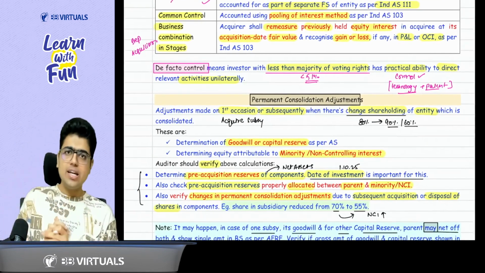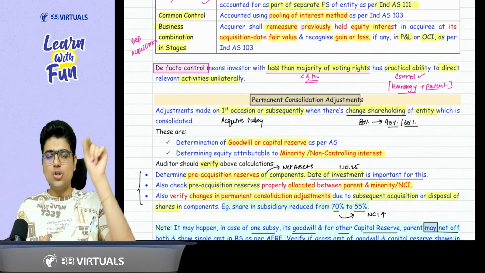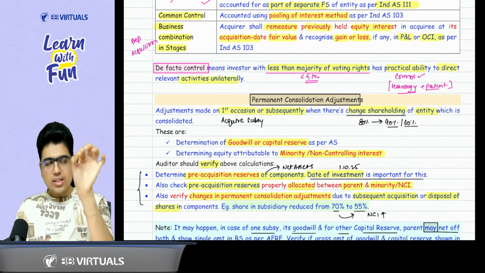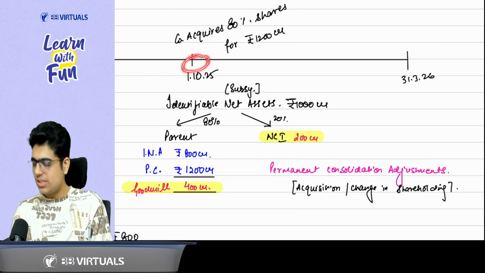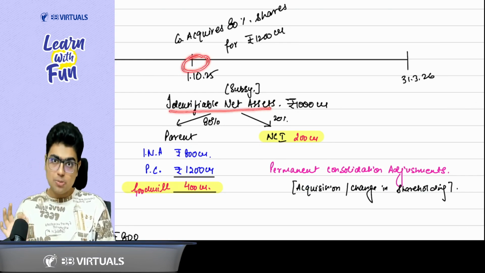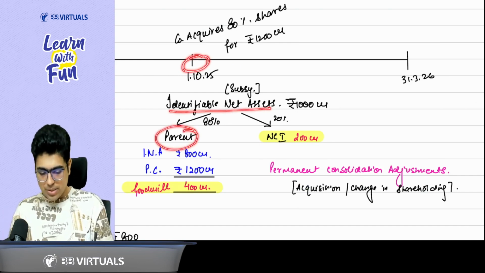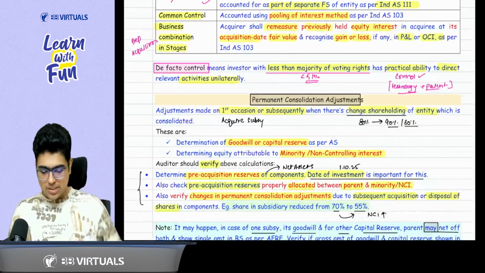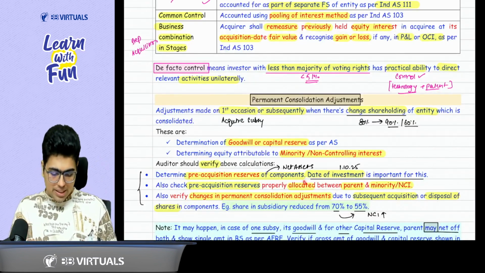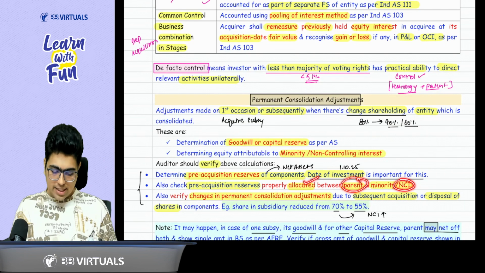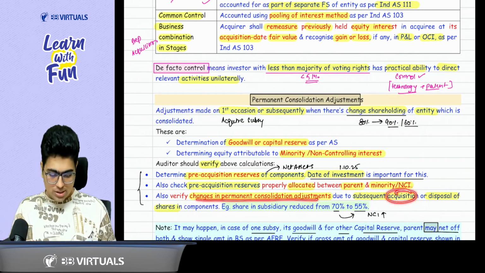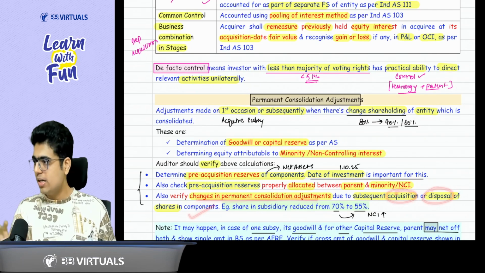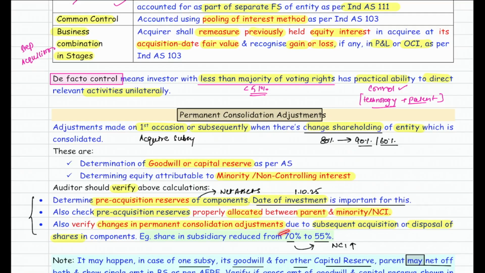What do we need to verify? Sir, we need to verify the net assets, or you can say pre-acquisition reserve. For this, you should know the date of acquisition. If you know the date of acquisition, calculate the identifiable net assets or pre-acquisition reserves and divide it between the parent and the NCI. This is the same thing given here. They should be properly allocated between the parent and NCI. And lastly, changes in the consolidation adjustment due to subsequent acquisition or disposal of the component. If the share has gone from 70% to 55%, it will lead to an increase in the NCI.